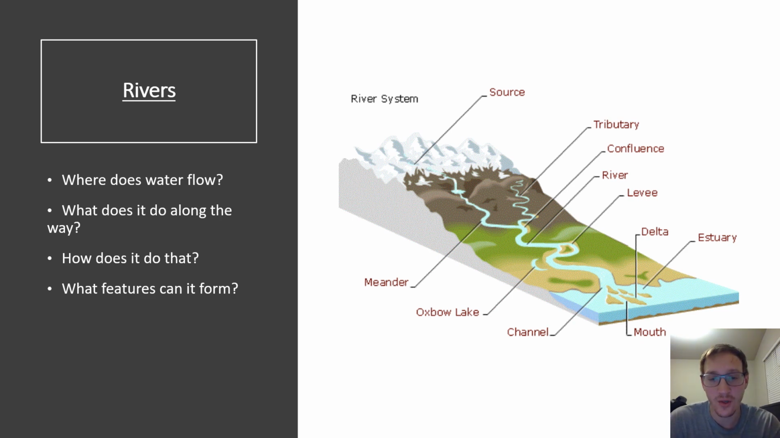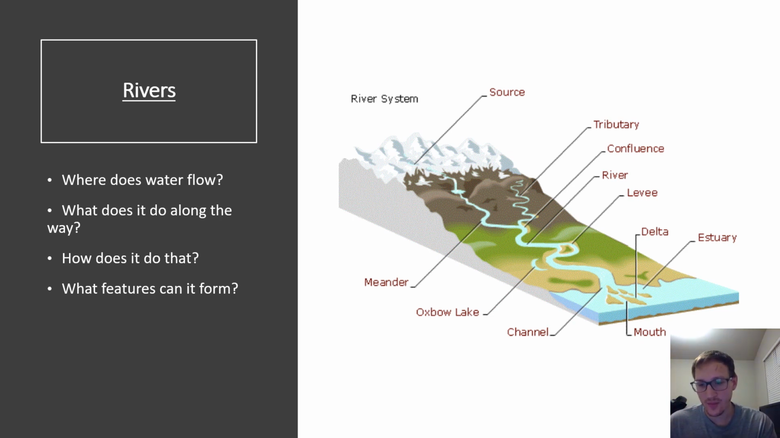Where does water flow? As you probably know, water flows from high elevation to lower elevations. Okay, it always does that. Okay, what does it do along the way? Okay, so what's going to happen is as this snow and ice melts in the mountains, it flows down and it brings with it sediment from the rivers.